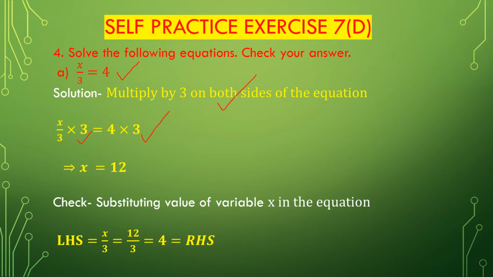Now cancel 3 and 3. We get x equal to 4 multiplied by 3 is 12. So x का value मिला 12. Now we have to check this answer by substituting x equal to 12 in this equation.